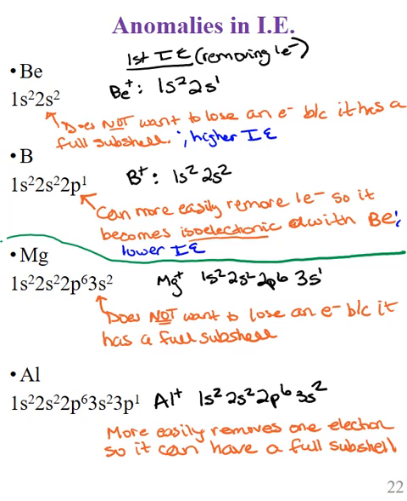If I look on the figure on the previous slide, we saw that magnesium has a higher ionization energy. The reason why it has a higher ionization energy is because it does not want to lose an electron. Aluminum, on the other hand, will have a lower ionization energy, and the reason why is because it can more easily remove an electron.